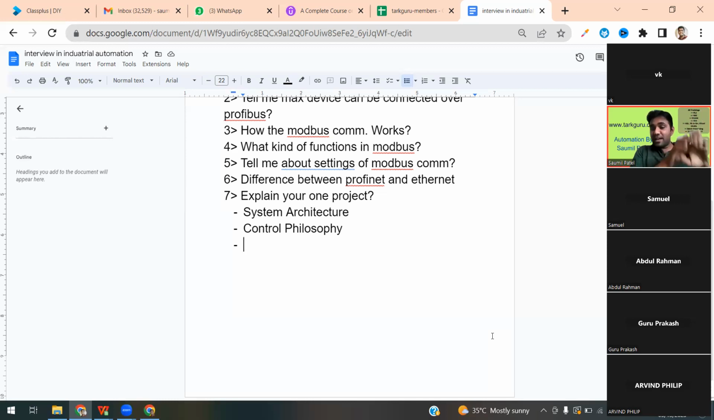After understanding the system architecture and the control philosophy, you start the development. You do not start PLC development directly when a project comes to you. First of all, you need to understand the system architecture, then the control philosophy, and then the logic part. Am I right or wrong? This is the way you need to explain to the interviewer, and that's how you crack the interview, guys.